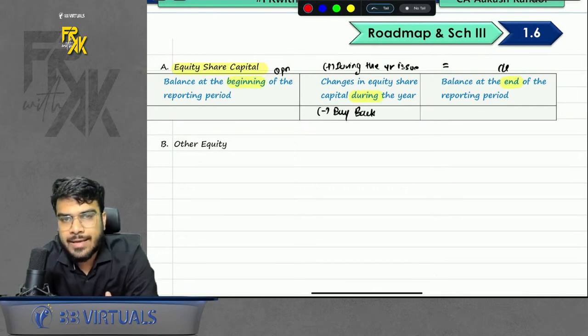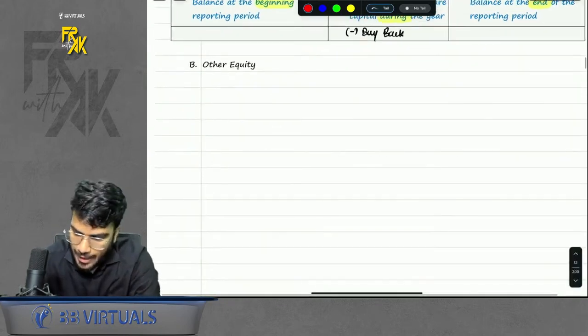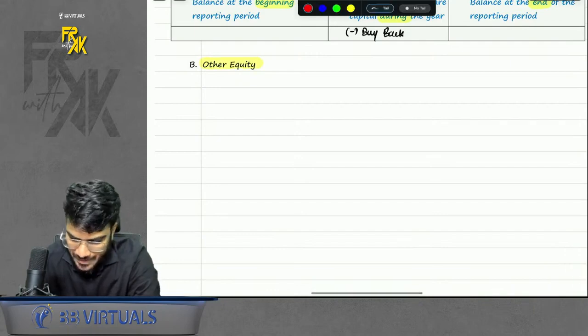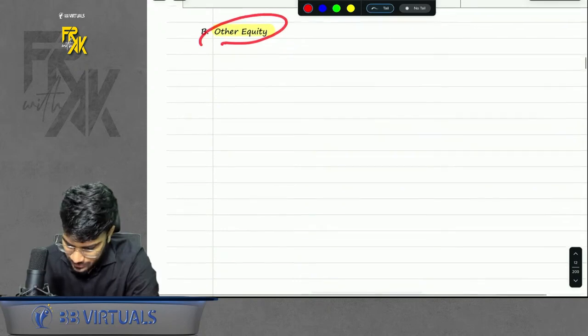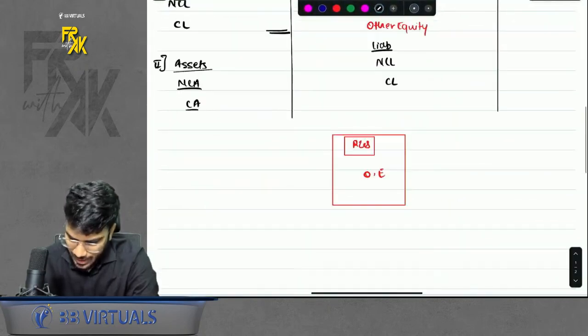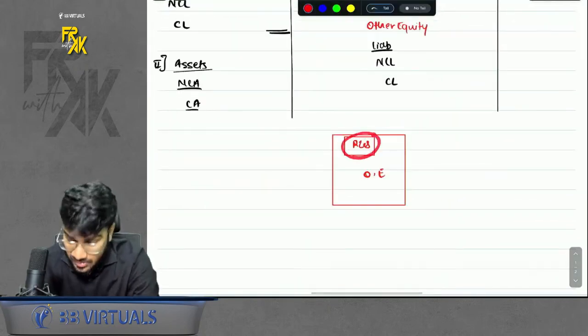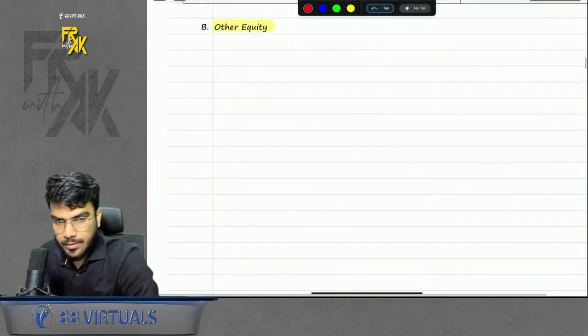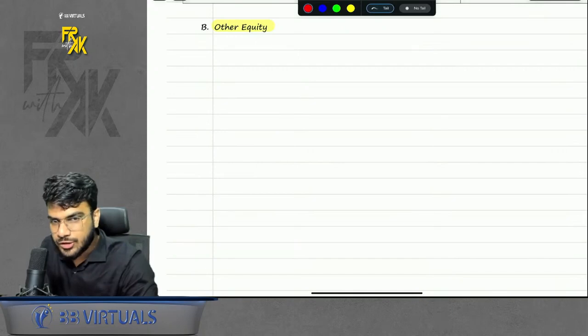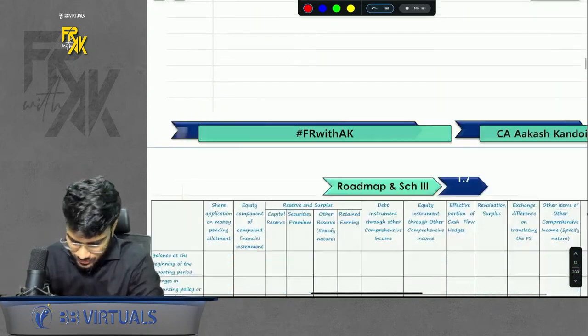I hope this is clear to everyone, guys. Apart from this, as I do remember saying, the scope of other equity is much wider compared to reserves and surplus. See, I had also written this point, right? If reserves and surplus is this much, other equity has so many points. So are you ready for the unveiling of the other equity statement? Guys, are you ready? Okay, see this.